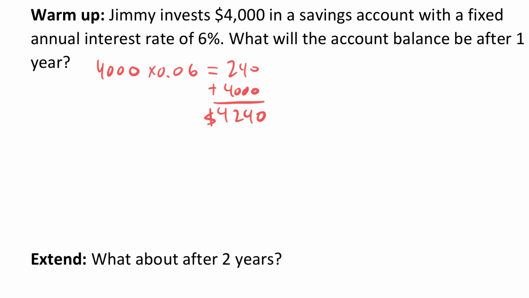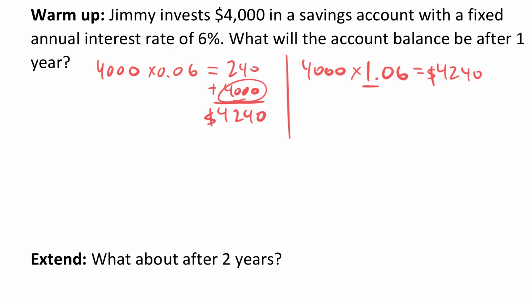Now, just as a shortcut, if you're trying to increase something by 6%, instead of multiplying by 0.06 and then adding back the original, you could take the 4,000 and multiply it by 1.06. The 1 stands for the 4,000 that you're keeping in the account, and the 0.06 is the 6%. And in one step, that'll give you $4,240.